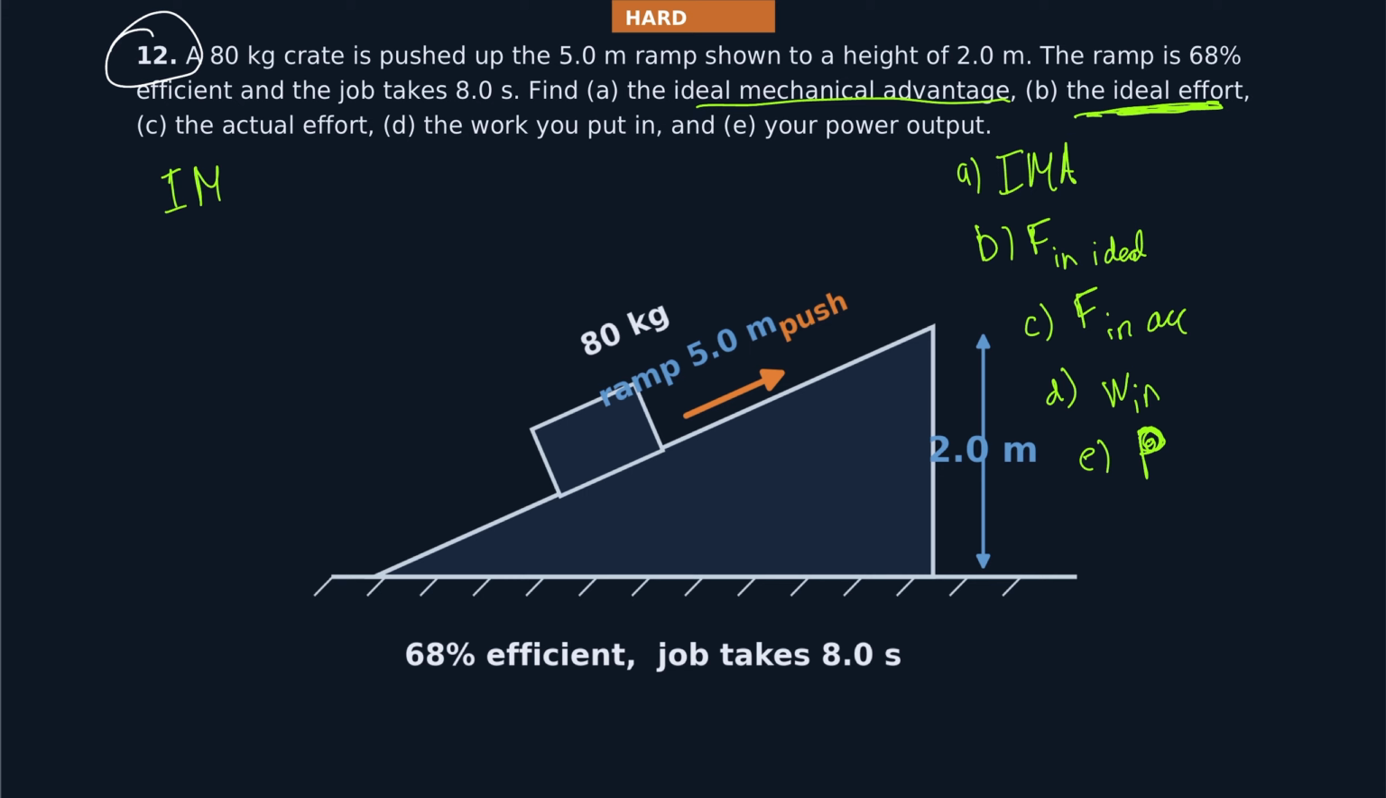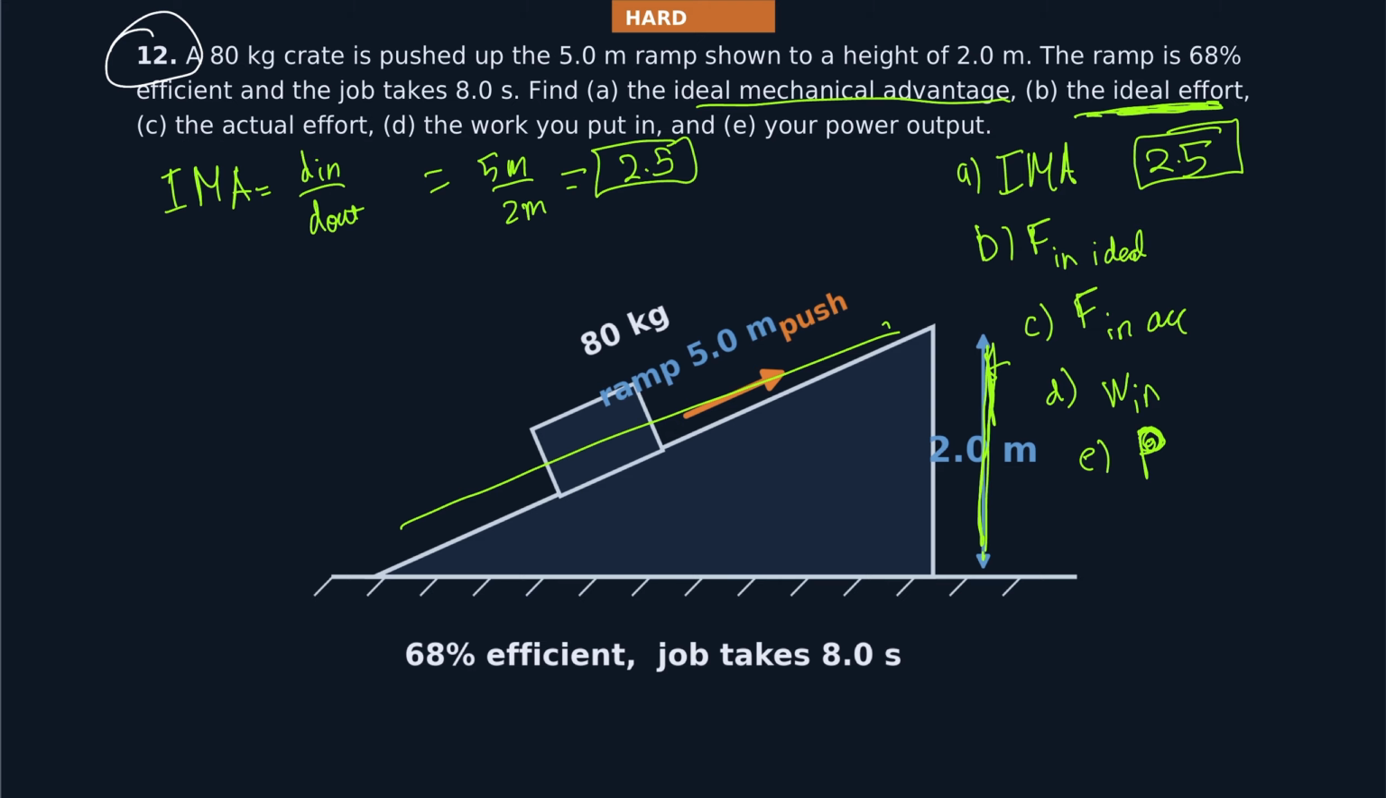Ideal mechanical advantage is distance in over distance out. In this case, 5 meters over 2 meters, right? Because we rise 2 meters, but we put in 5 meters. So this should be about 2.5 is our ideal mechanical advantage.